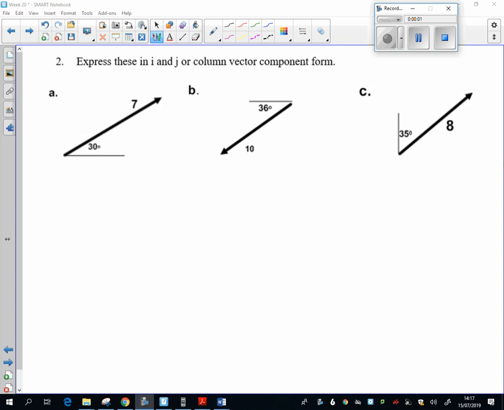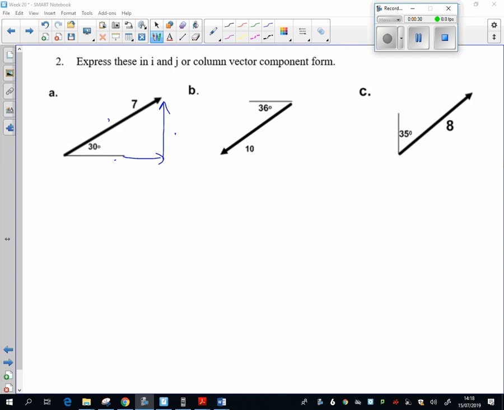For this question, I've basically got the hypotenuse of a right-angled triangle, and I need to work out the two side edges. So that's going to be my i vector, and that's going to be my j vector. I can't use Pythagoras because I don't have enough information, but I can use trigonometry.